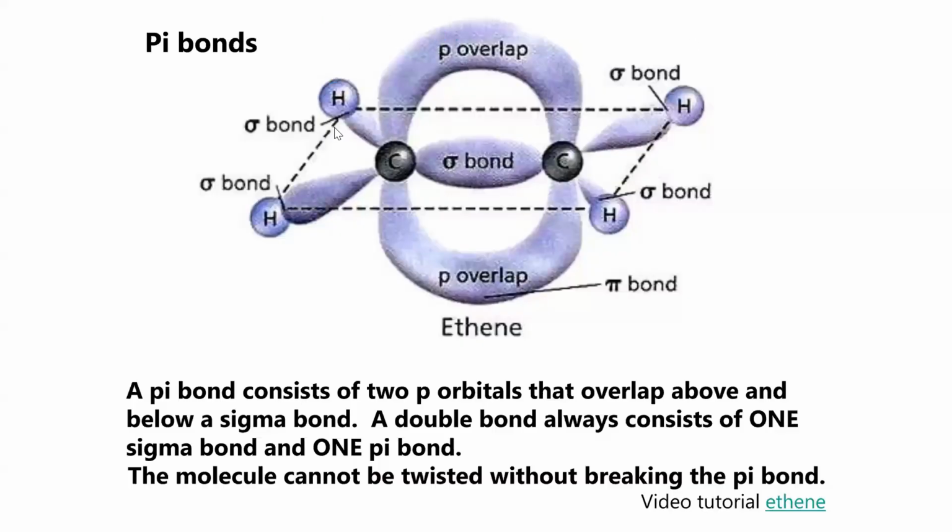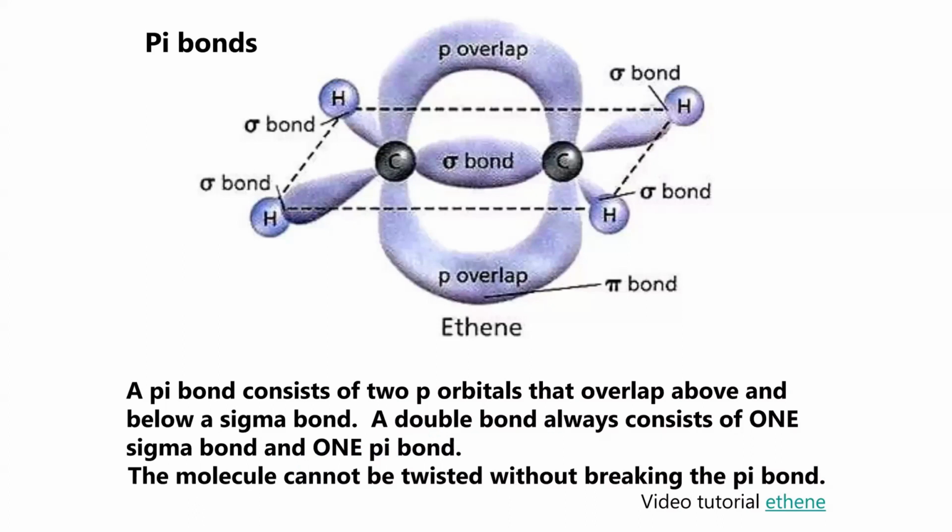Now we are going to talk about the pi bond. A pi bond consists of two p orbitals that overlap above and below a sigma bond. So a double bond always consists of one sigma bond and one pi bond. So the molecule cannot be twisted without breaking the pi bond.